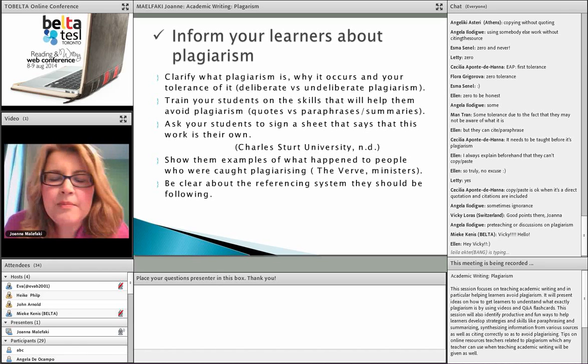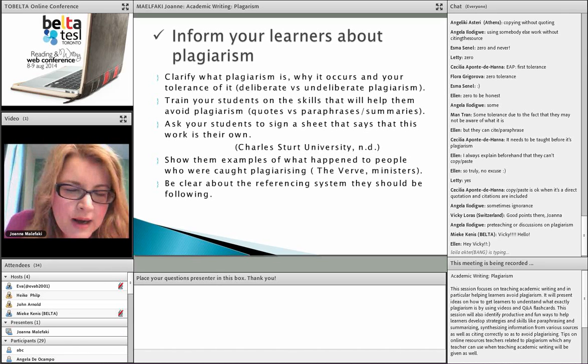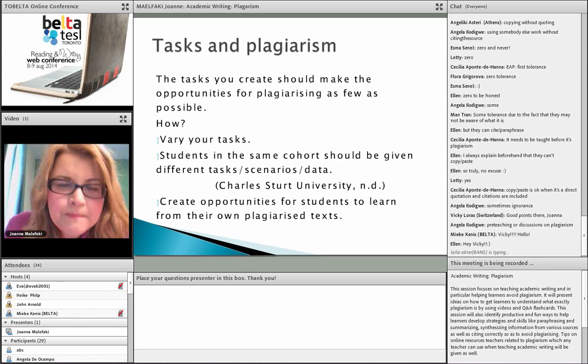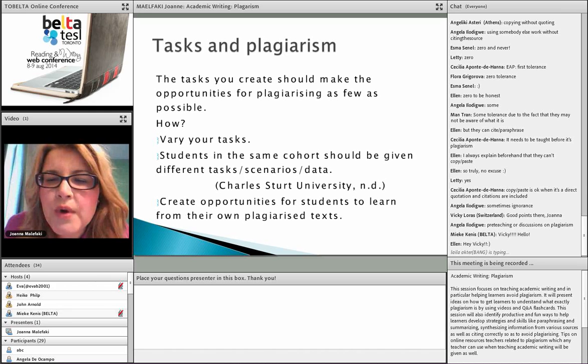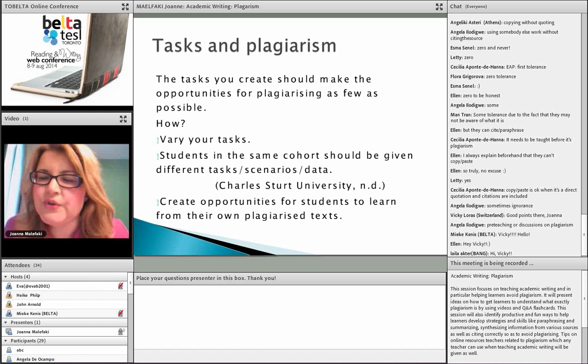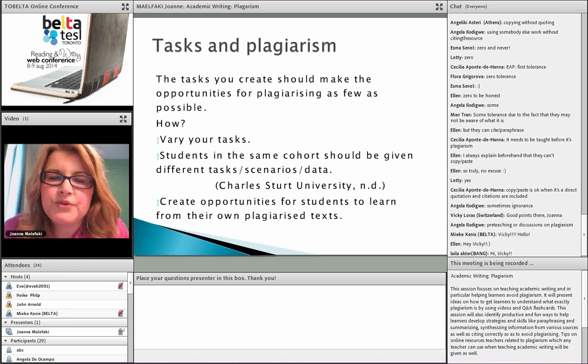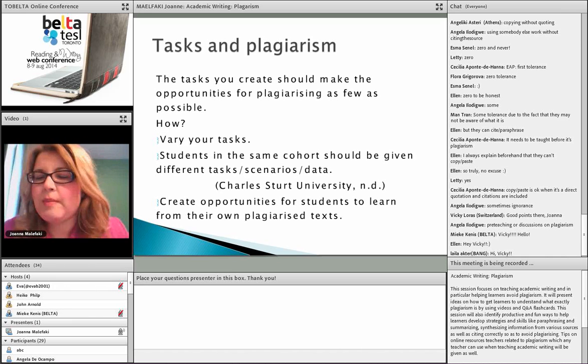Okay, now let me move on to my next slide. So after you inform your learners about what plagiarism is, you can use some tasks to get your learners to avoid plagiarism. Can I see some of the tasks you use in class? What kind of tasks do you use in class to get them to learn about plagiarism and talk about it?